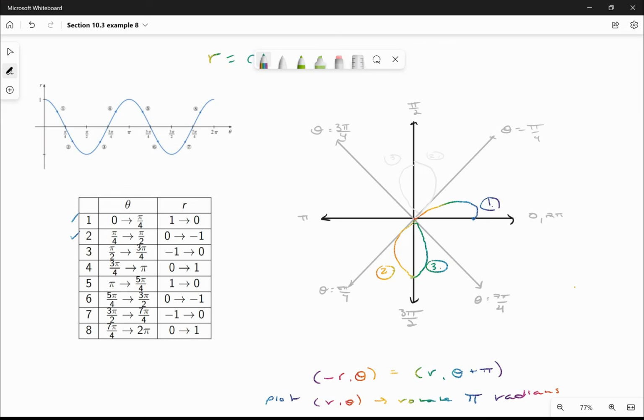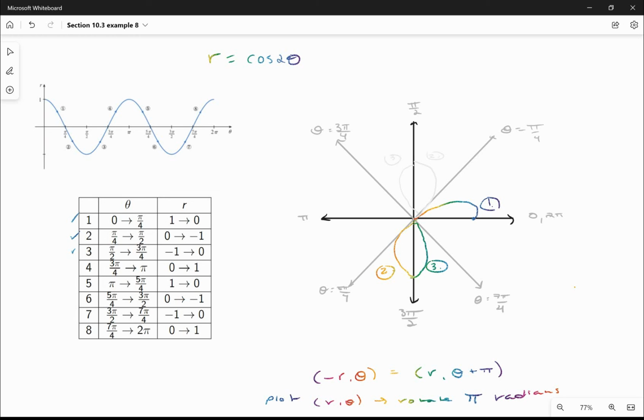And that's our 3. Okay, so then for the fourth section, r is positive, so we don't have to do that extra work. We can just plot right on here. So we know we're leaving off here at the origin, r is equal to 0, right? And we're going from r is equal to 0 to 1, and rotating from 3 pi over 4 to pi.